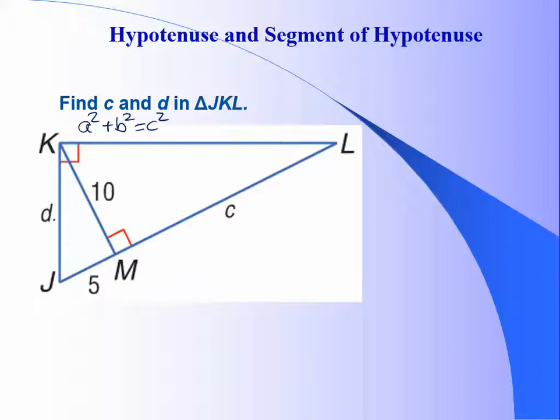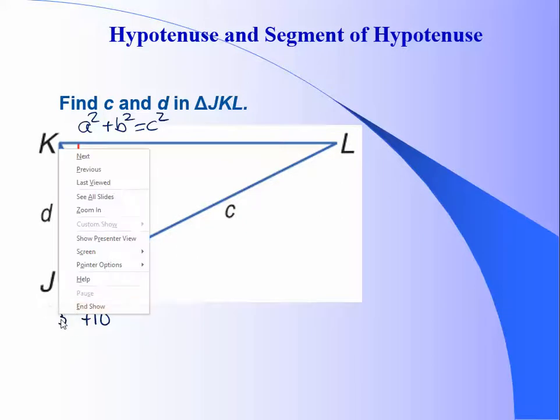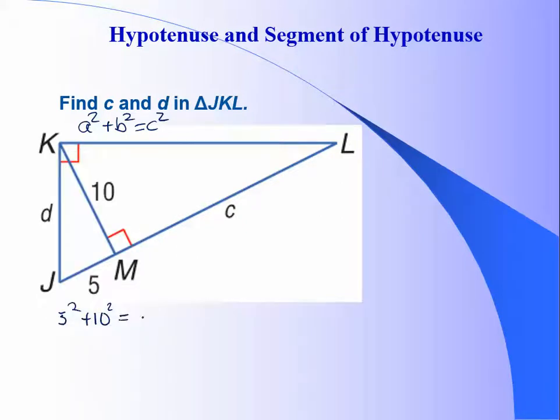This is my hypotenuse, so I have to square my two legs. That's a 5. And that's going to equal D squared. So 25 plus 100 equals D squared. 125 equals D squared. So the square root of 125 is D.